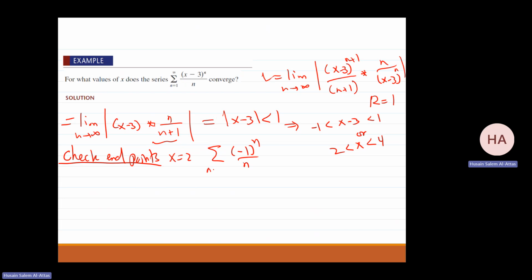This I know this series converges. We call it alternating harmonic, if you remember it. It will be converging. x equal 4. What you will have? Summation 4 minus 3, 1 to the power n, that will be 1 over n. So this diverges, harmonic series.